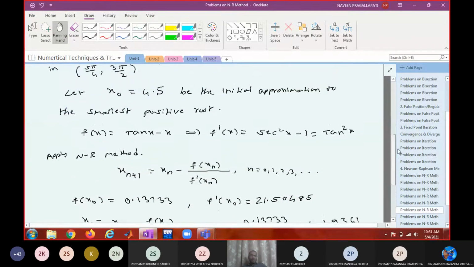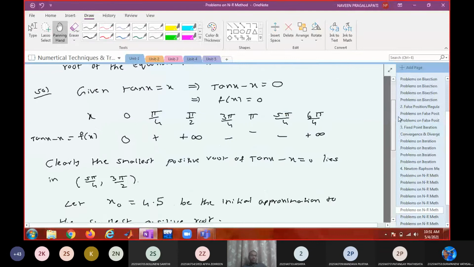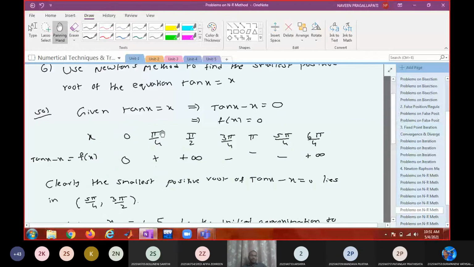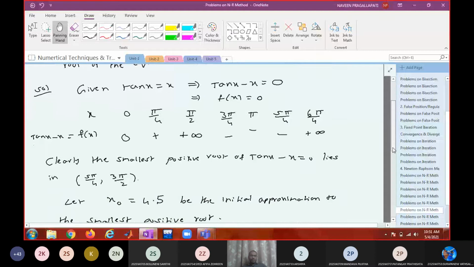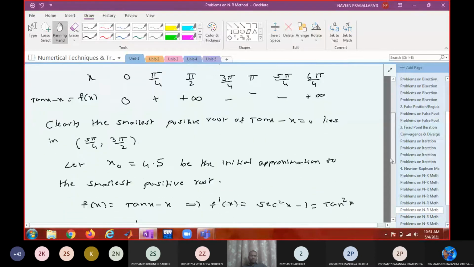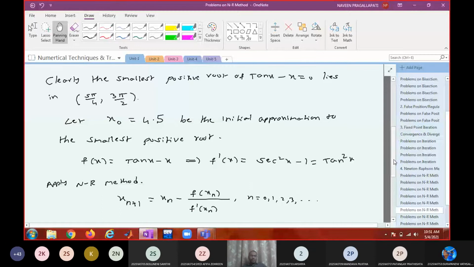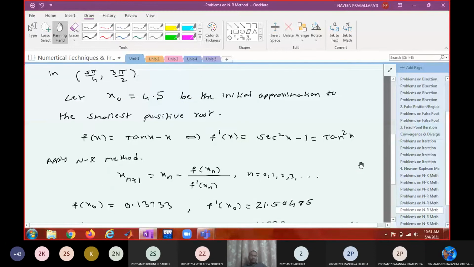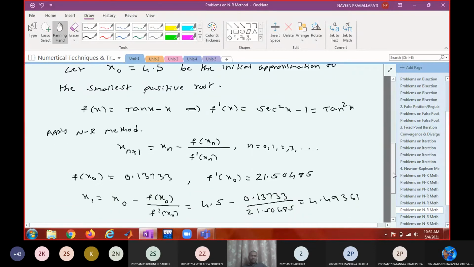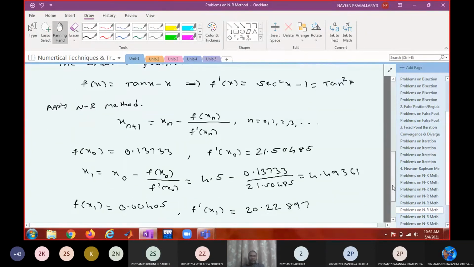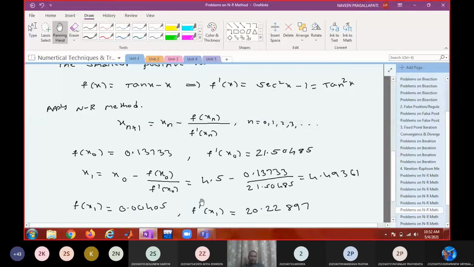All of you noted this problem, no? Write down these arguments. Is this the value you got? Yes, sir. Okay, using x1, you find out f of x1 and f dash of x1. All of you do your calculations.